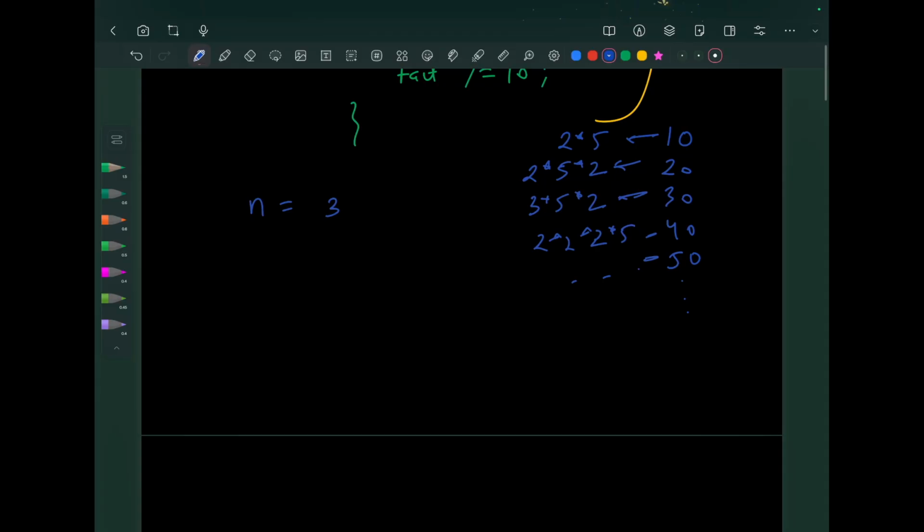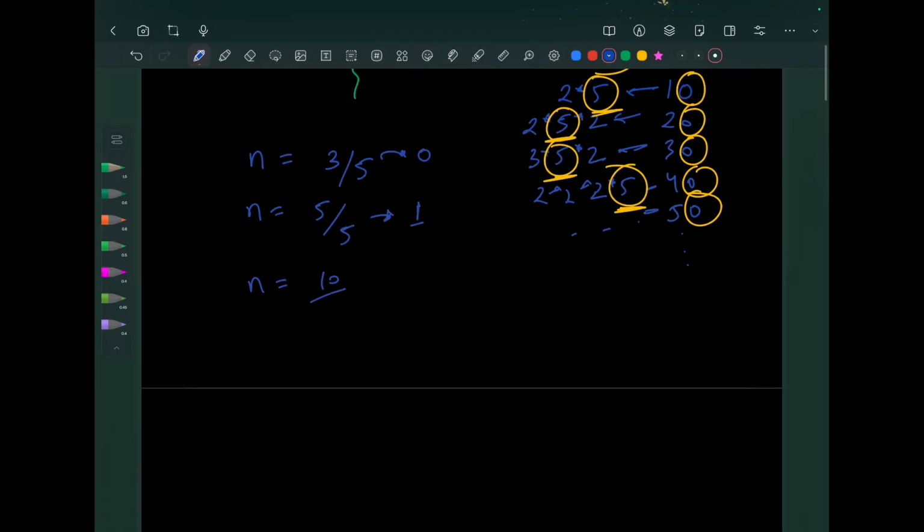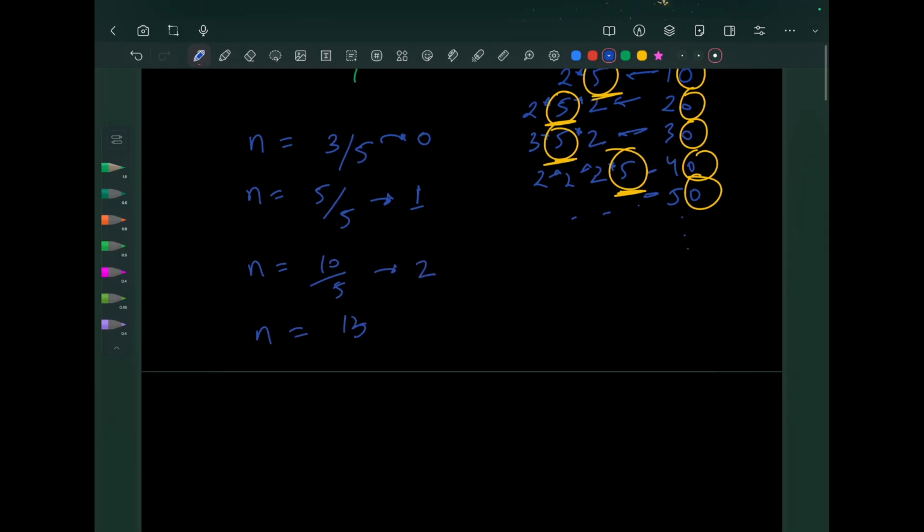So what is common in all of the numbers which are making them trailing zeros? It is 5. So basically 5 is the only number whose multiples have 0 as trailing zeros. So instead of finding the factorial, we just have to find the trailing zeros, right? If you have n equals 3 and divide by 5, it will be 0, and if you have n equals 5 and divide by 5, it will be 1. N equals 10 divided by 5 will be 2. N equals 13 divided by 5 will also be 2.